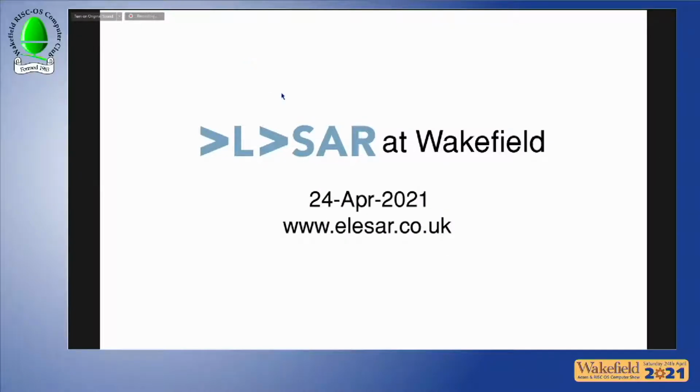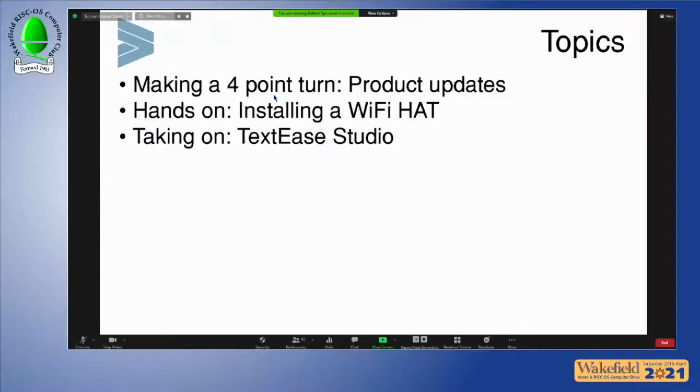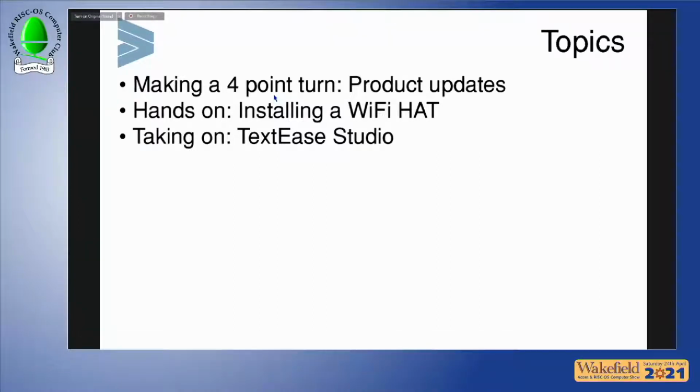So these are the things I'm going to be talking about today, hopefully squeezing it all into half an hour. So firstly, making a 4-point turn, not a 3-point. Make yourself a slot for the driving test center, which I see has got a 400,000 backlog of tests to perform. I'll make a 4-point turn and do it in less than half an hour. How to install a Wi-Fi hat, and then talk a bit about Textees Studio.